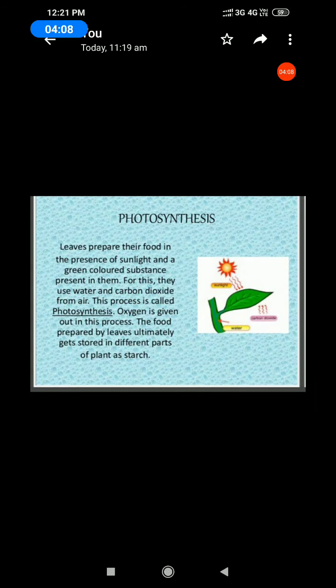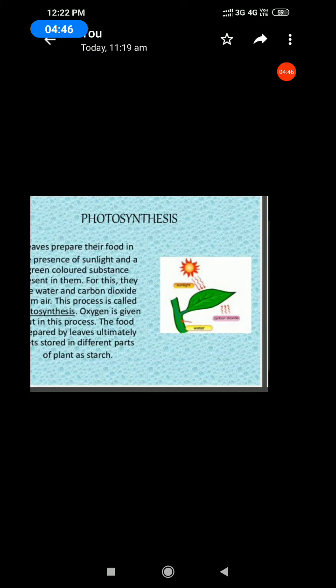Next, photosynthesis is very important. Leaves prepare their own food in the presence of sunlight and a green colored substance present in them. For this, they use water and carbon dioxide from the air. This process is called photosynthesis. Oxygen is given out in this process. The food prepared by leaves ultimately gets stored in different parts of the plant as starch.